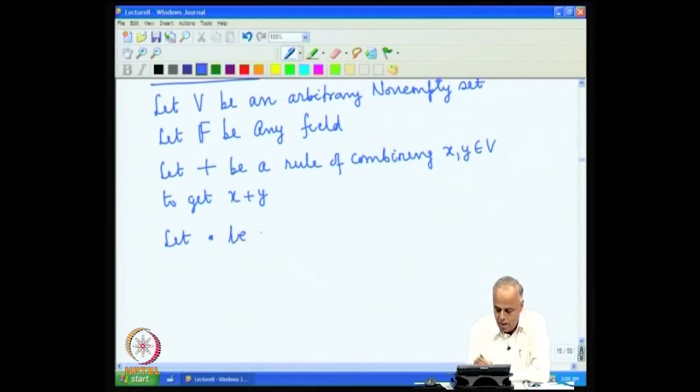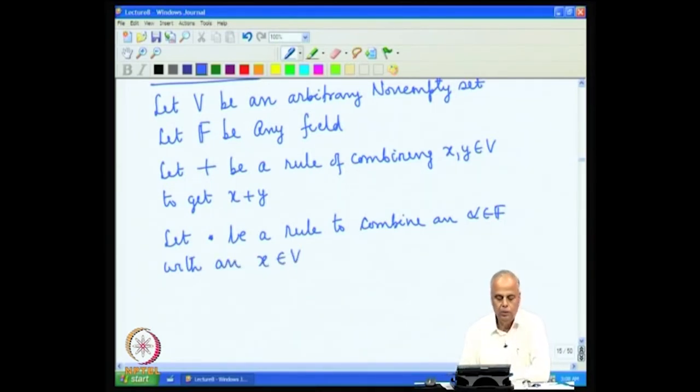Let dot be a rule to combine an alpha in F with an x in V. So now V plays the role of R^k, and F plays the role of R. Addition in R^k is now played by this operation, the rule of combining two elements in V, and multiplying an R^k element by a real number is now replaced by multiplying an element x in V by a field element in F.